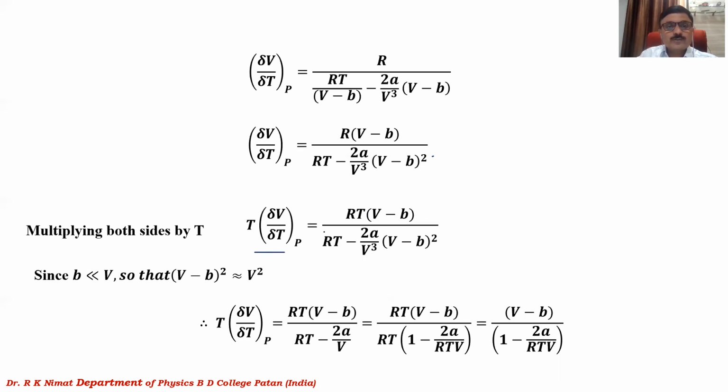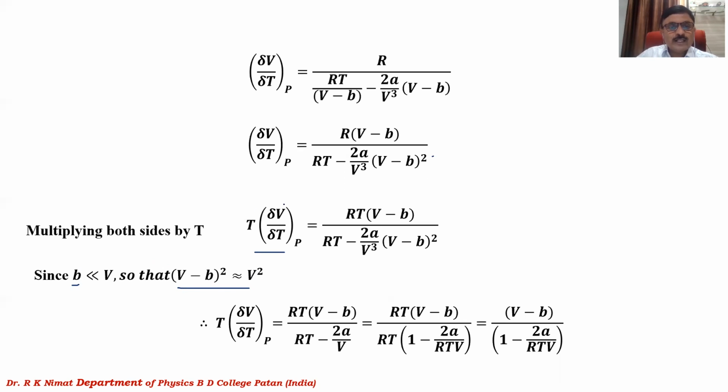at constant P is equal to RT into V minus B divided by RT minus 2A divided by V cube V minus B bracket square. Now here we'll do some approximation. And what is that approximation? The approximation is that B is the van der Waals constant related to the volume, and that value is very, very small. B is in the fraction, so it is very small. Hence, we can consider B is very, very small as compared to the total volume of the gas, so that we can approximately take V minus B bracket square is nearly equal to V square.